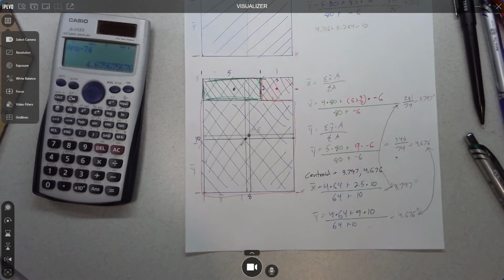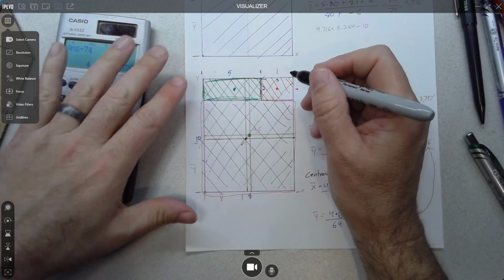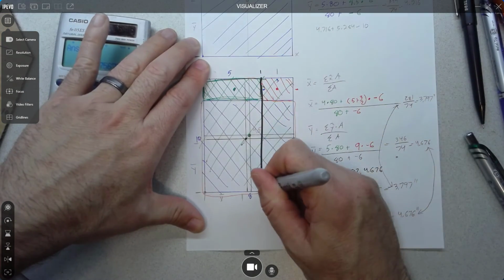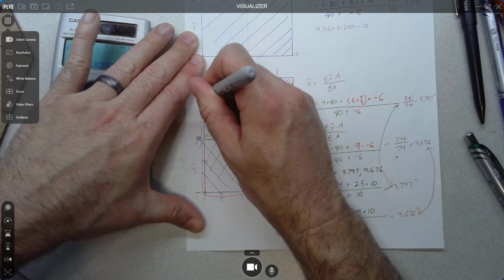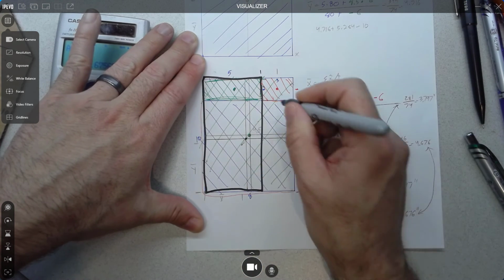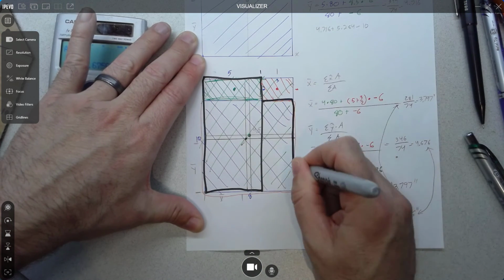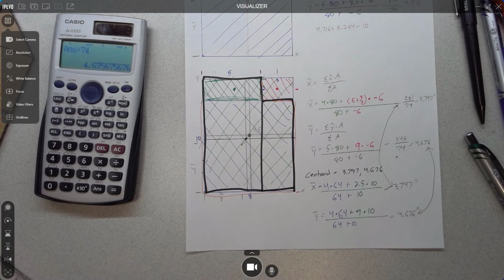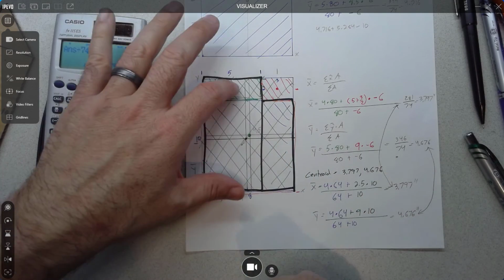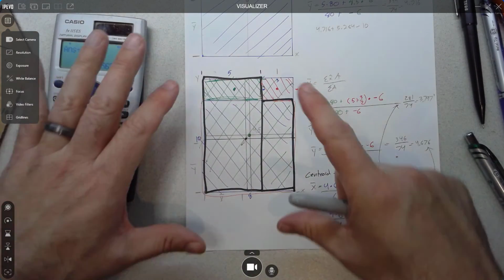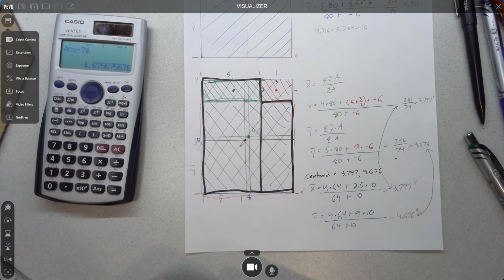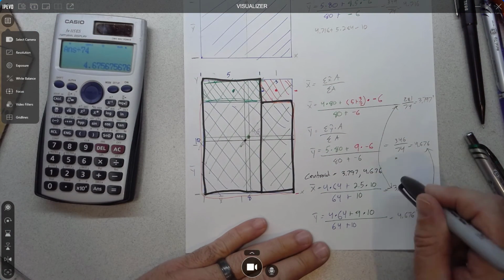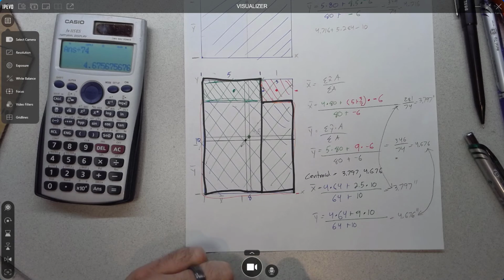I could have looked at this as one rectangle and then added on this as another rectangle. So lots of different ways to do it, and as long as you follow the rules that if you're looking for the individual centroid of each component piece and you're looking at the area of each component, if you add those together, you'll end up with the same value for the composite centroid.